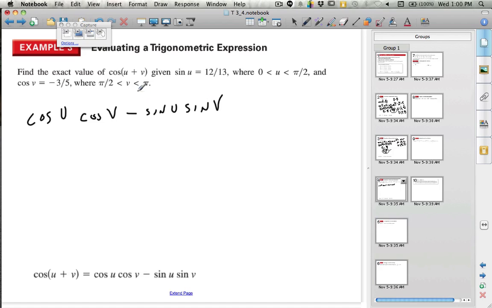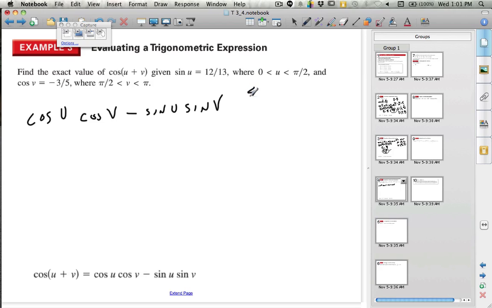So let's go ahead and go through what our different items are. They didn't give me all the information I needed, did they? They gave me that sine of u was 12 over 13, and they gave me the cosine of v is negative 3 over 5. And then they gave me ranges. So I'm going to need to find the other items. But I do have the Pythagorean theorem.